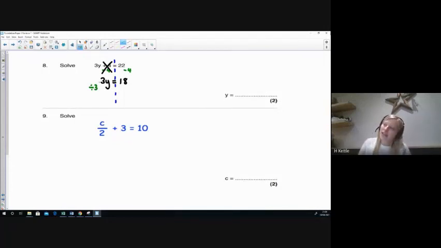If I divide this side by 3, I will get y, which is great. That's what I want. But I also need to divide this side by 3. So 18 divided by 3 is 6. There we go. So y is 6. And we can double check our answer by putting it back in to the question. So 3 lots of 6 is 18. Add 4 is 22.